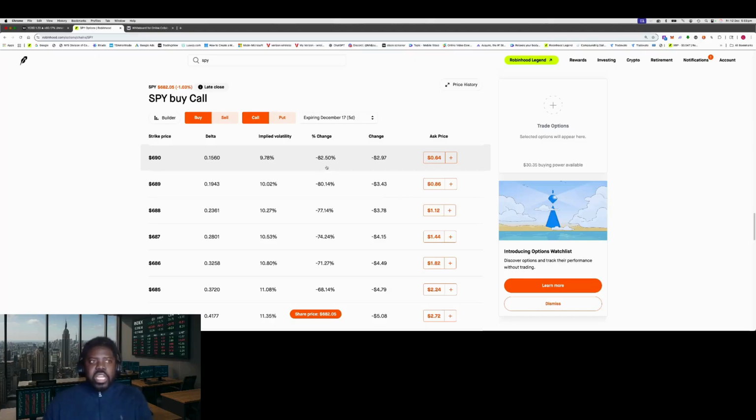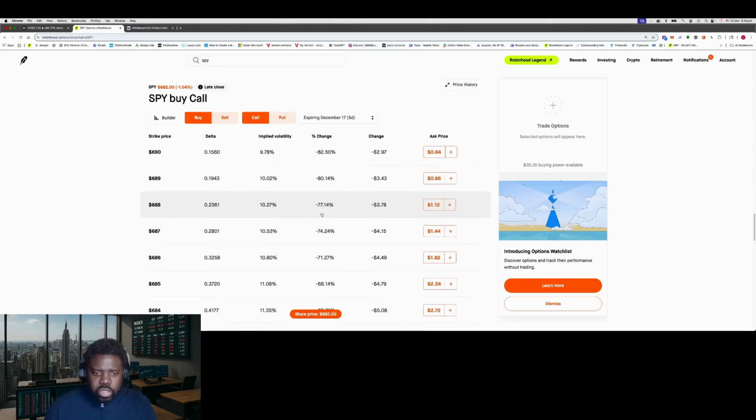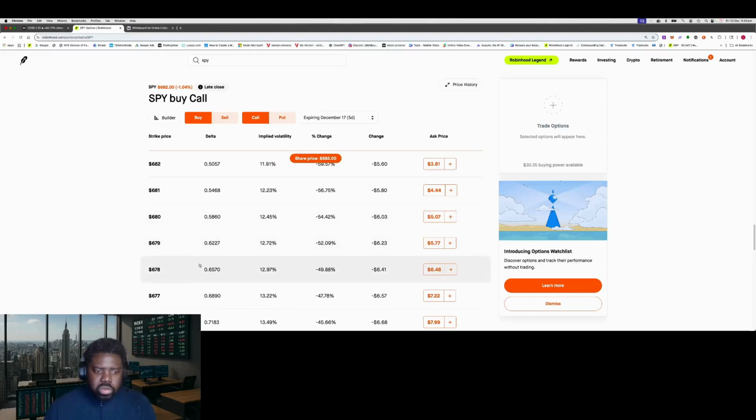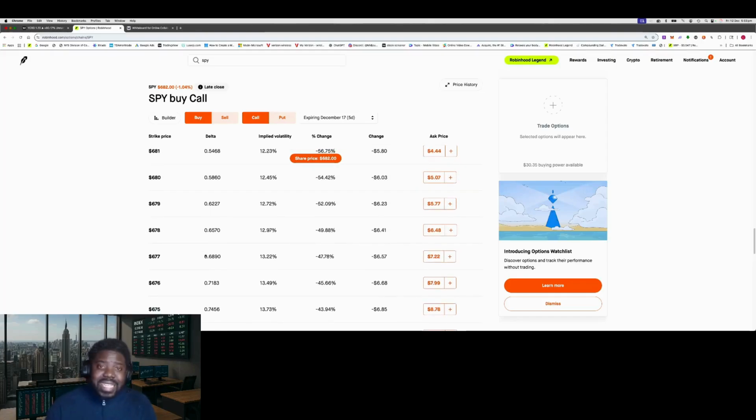If you knew you were going to spend your hard-earned money and have an 82% chance of losing it, less than a 20% chance of winning, would you still spend that money? It is the exact same concept. And this is why I'm telling you guys, stay in the money. Choose in the money, so that any delta that's above 55 most likely is going to be in the money.